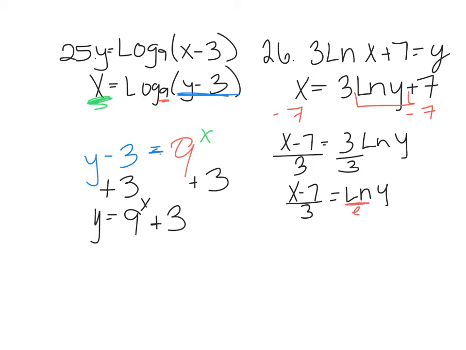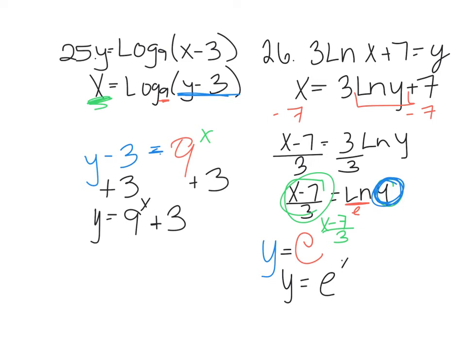Natural log is log base e. This becomes my exponent. So y equals e to the x minus 7 over 3. So y equals e to the x minus 7 divided by 3.